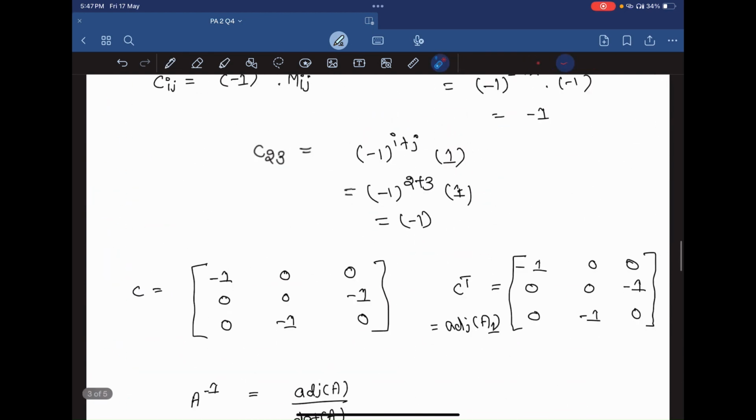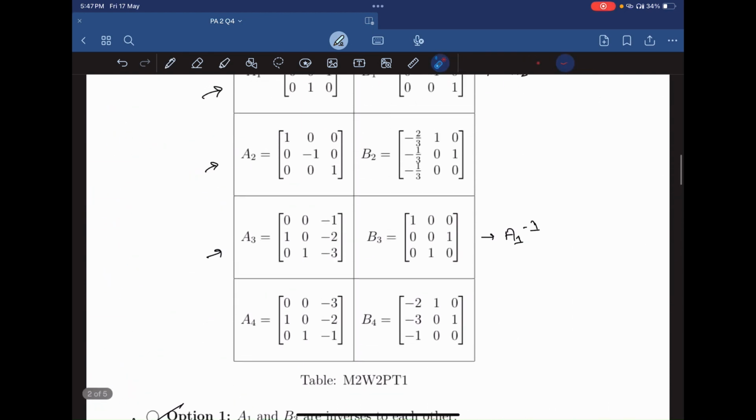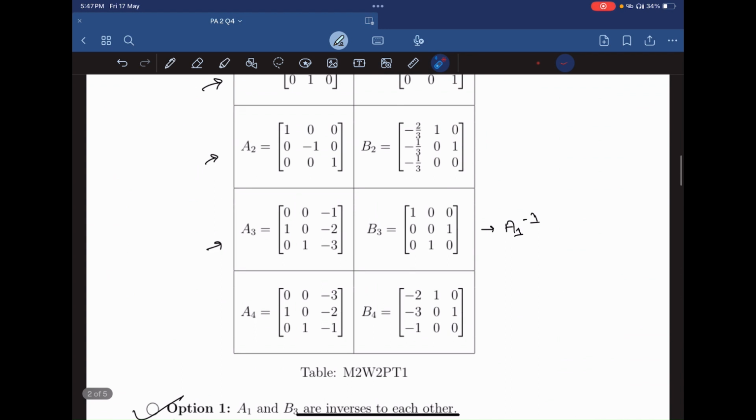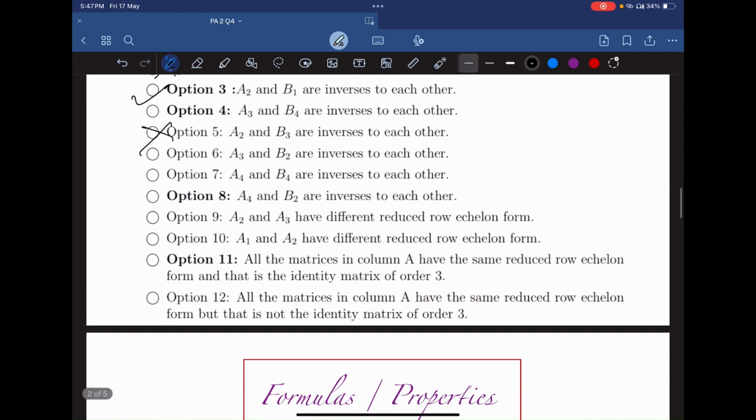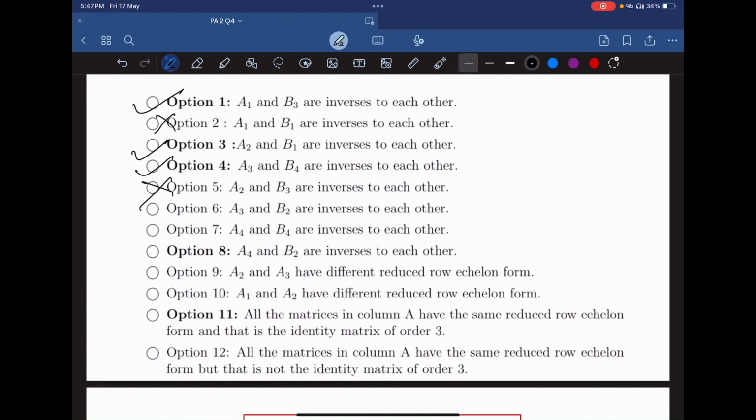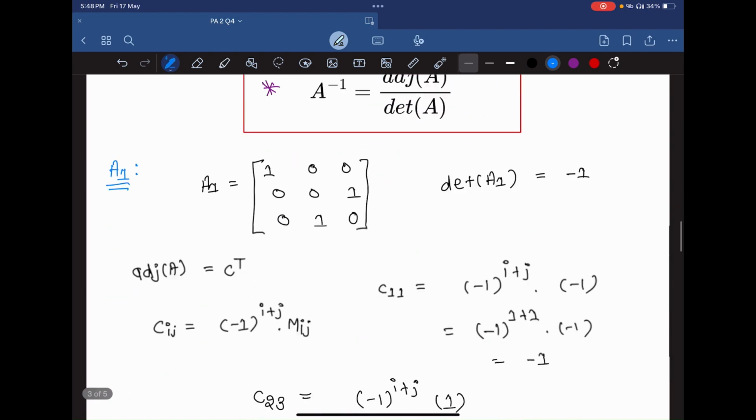And if we look at the column, then B4 is the matrix that is our A3 inverse. So A3 and B4 are inverse to each other. Option 4 is correct, while option 6 is incorrect. Now the remaining one is A4.